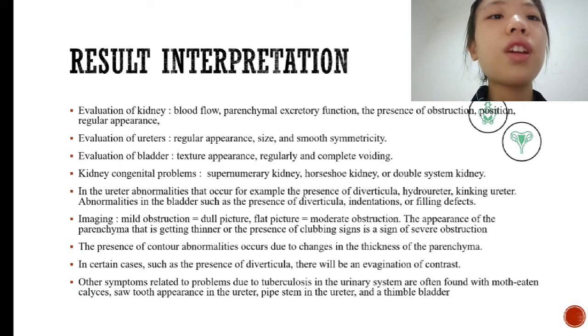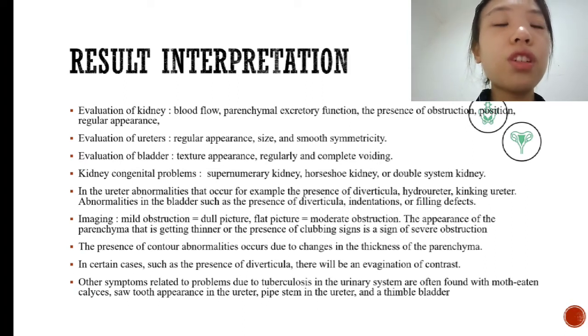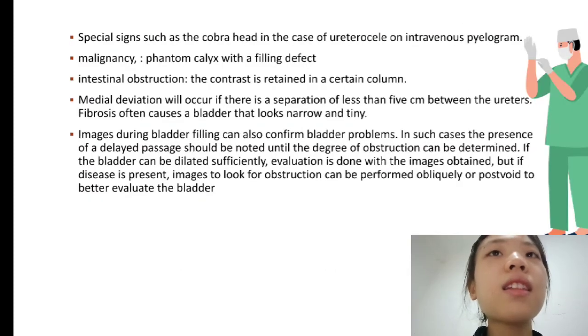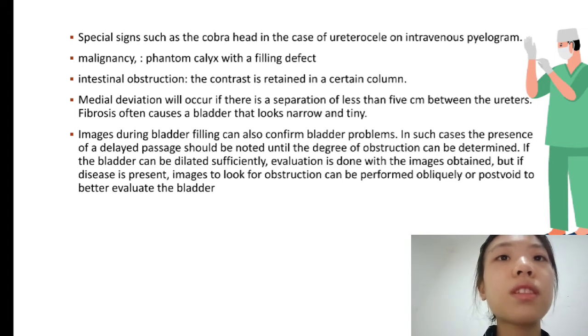In certain cases, such as diverticula, there will be evacuation of contrast. Other symptoms related to tuberculosis in the urinary system are often found, with mold-eaten calyx, sawtooth appearance in the ureter, pipe stem ureter, and thimble bladder. Special signs such as cobra head in the case of ureterocele. In some cases of malignancy, whether benign or malignant, you will see a phantom calyx or a filling defect.